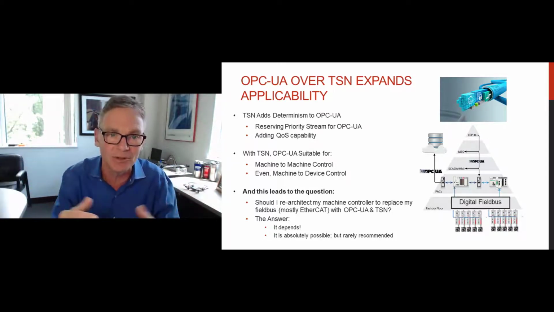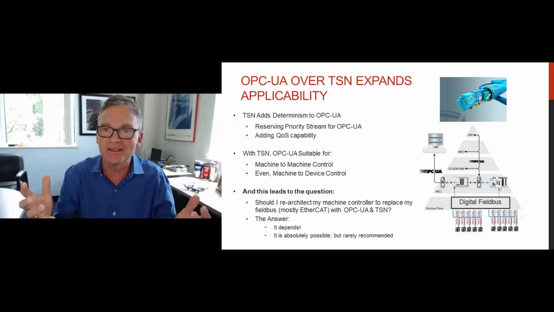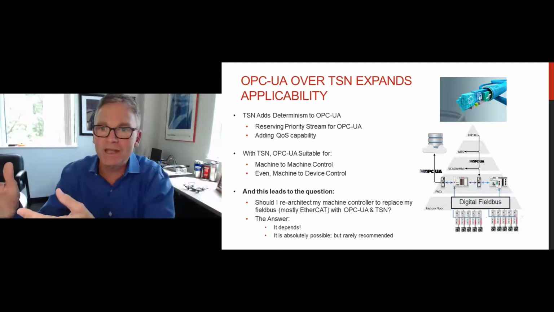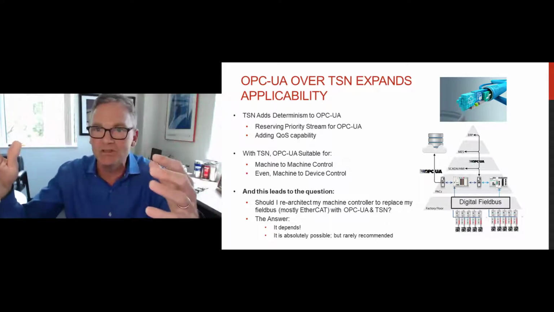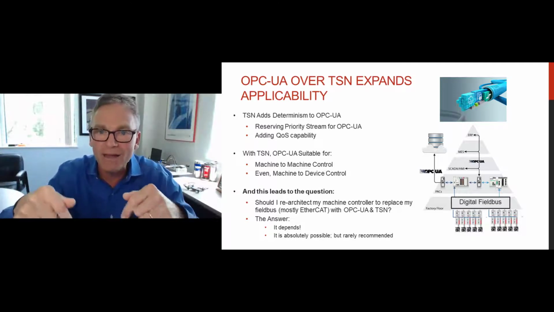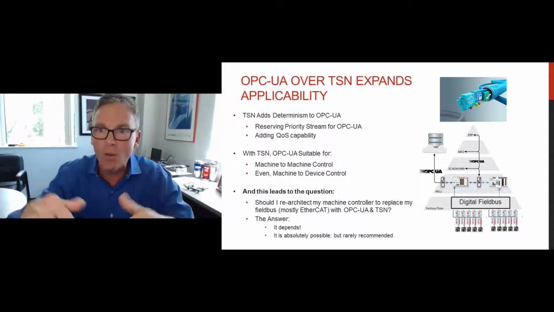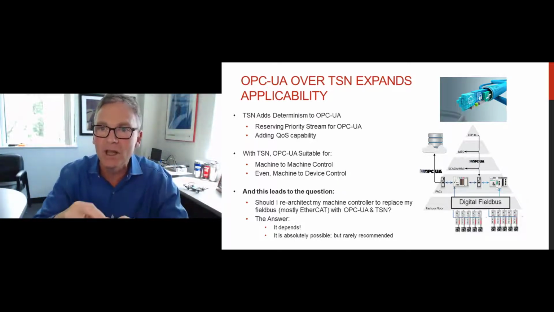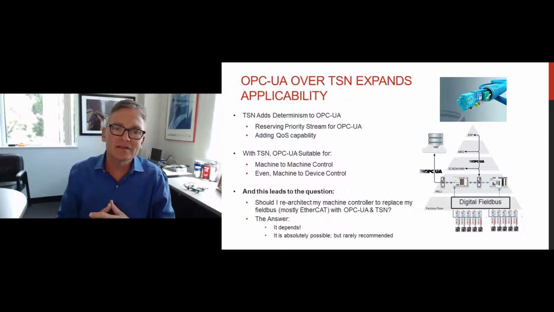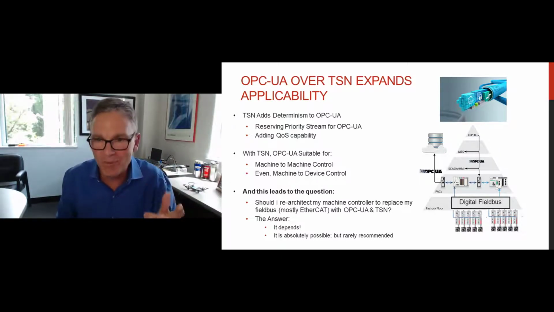So it's highly valuable. But this leads to the question, should I re-architect my machine? This OPC UA TSN is so powerful on the machine-to-machine communication. Why don't I go TSN all the time? Why don't I just go talk to my drives as well? I can get rid of my field buses, or I could have a different kind of controller. I could make sure each of those servo drives all talk to TSN. And the answer is, can you do it? Well, it depends is the first part of the answer. And the second one is it's absolutely possible, but it's rarely recommended.